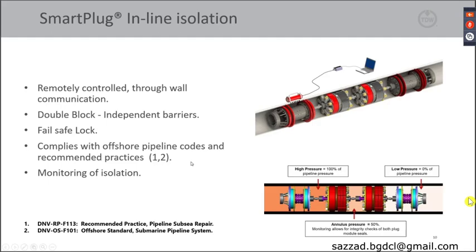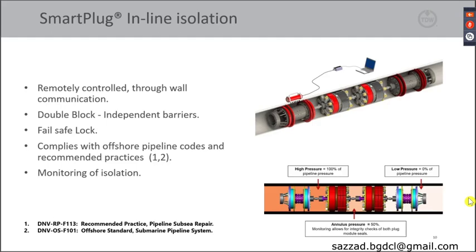So, smart plug inline isolation. Inline isolation involves pigging of the smart plug to the desired position and establishing an isolation there. Existing pig trap quick open closures are used at the pipeline as the pipeline entry and exit points. The isolation tool is introduced into the pipeline in the same way as a pig or inline inspection tool. It is launched into the line under pressure.